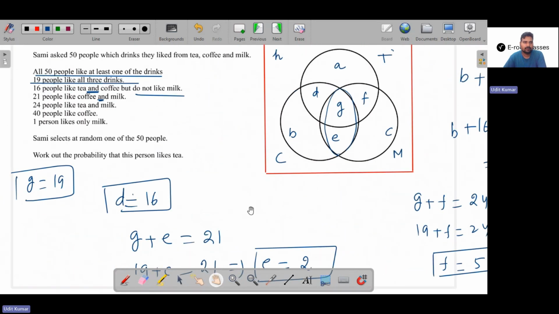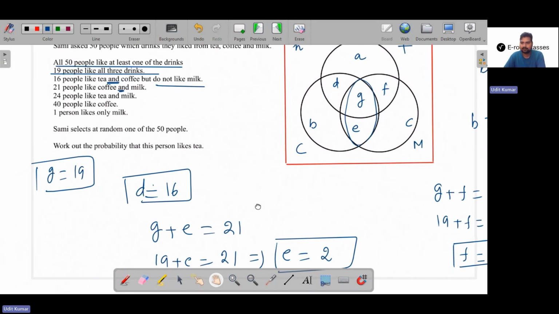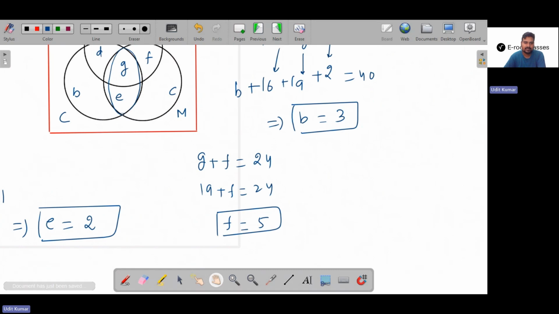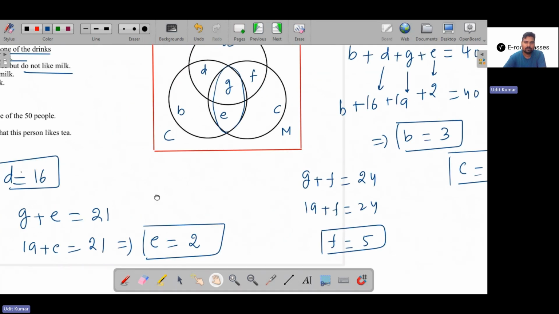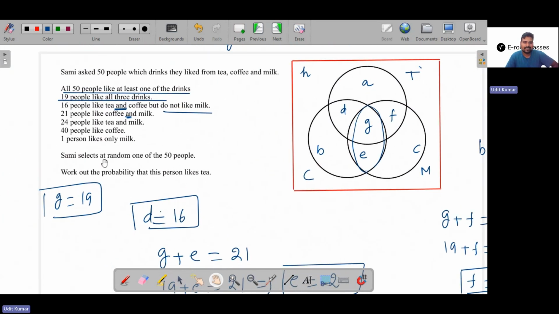So now I know B. What else? One person likes only milk. Only milk means C, so C should be 1. I think you almost got all the values. Sami selects at random one of the 50 people. Work out the probability that this person likes tea.